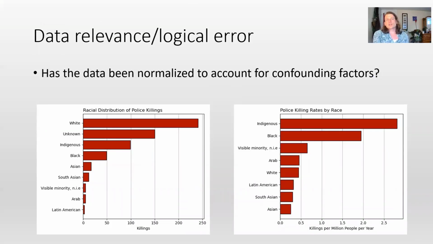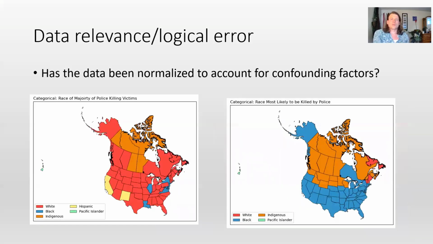Other important things to consider when thinking about data relevance and logical errors are, has the data been normalized to account for confounding factors? I've talked about data normalization a handful of times in class already, but it's a really important thing to think about when constructing a framework to look at your data. If you don't normalize data, you can end up presenting things that really misconstrue the gravity of the situation.